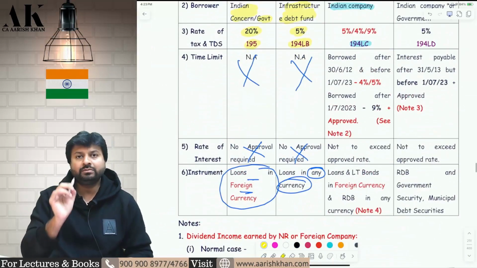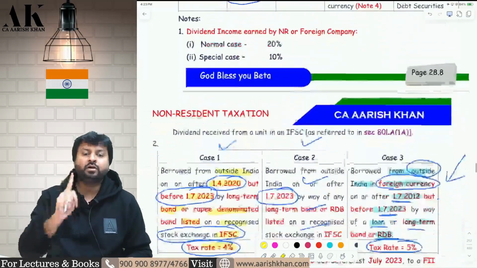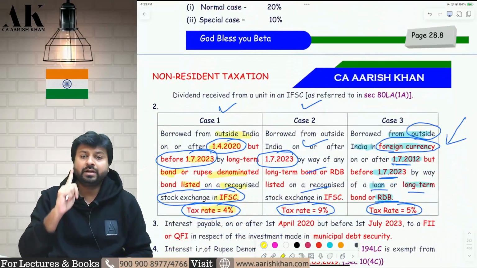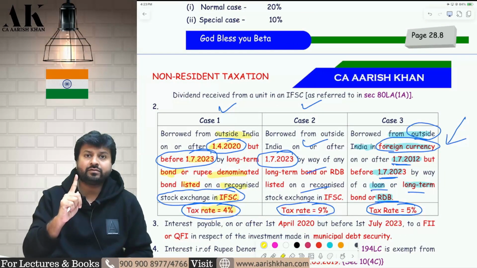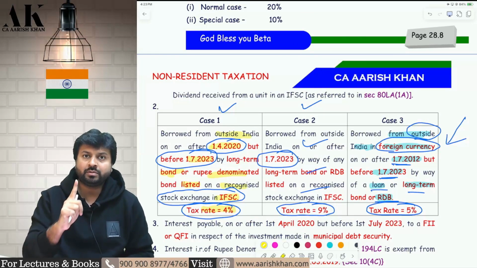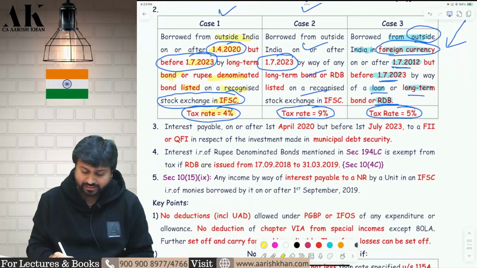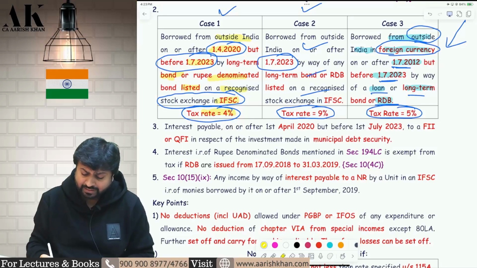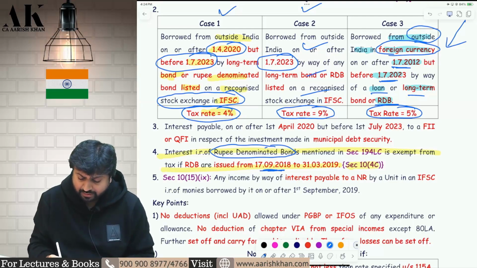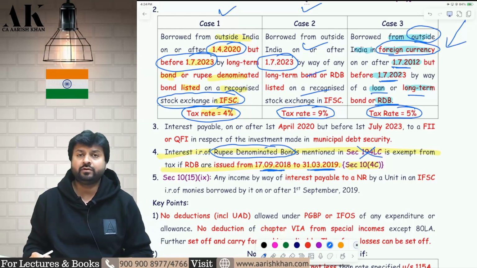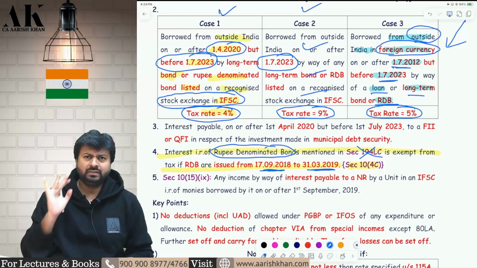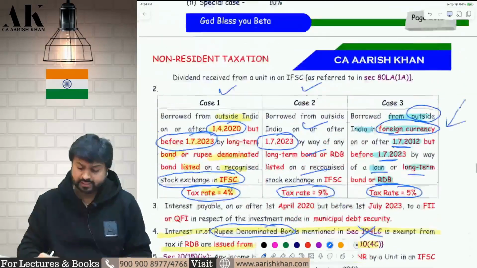Now, one more thing that I need to say over here. If you borrow the money through rupee denominated bond, between the period, listen carefully. If you borrow the money through rupee denominated bond between the period from 17 September 2018 to 31st March 2019, then your interest is fully exempt as per 10(4)(c). You can check over here. Then it is fully exempt as per section 10(4)(c). No TDS will also be applicable in that case. I hope it is clear to all of you.